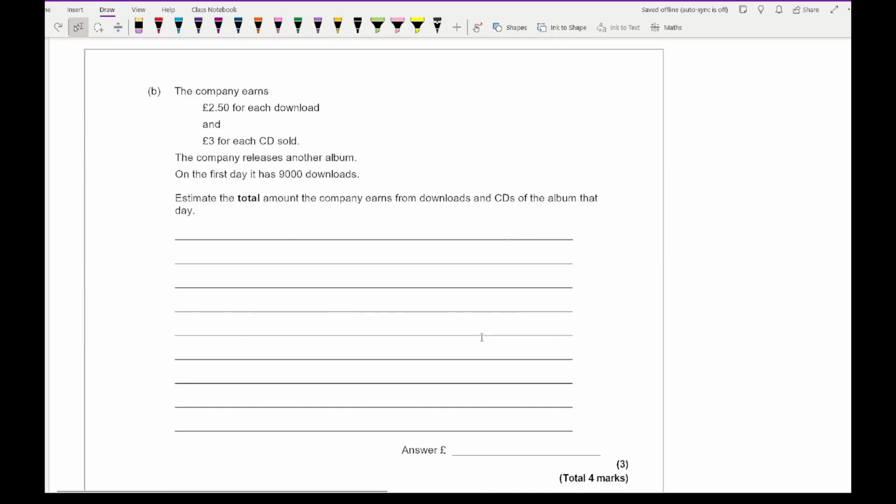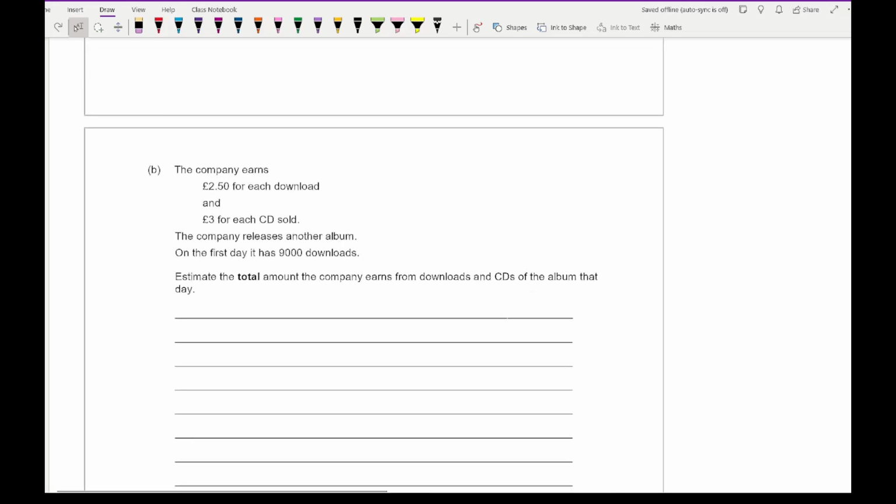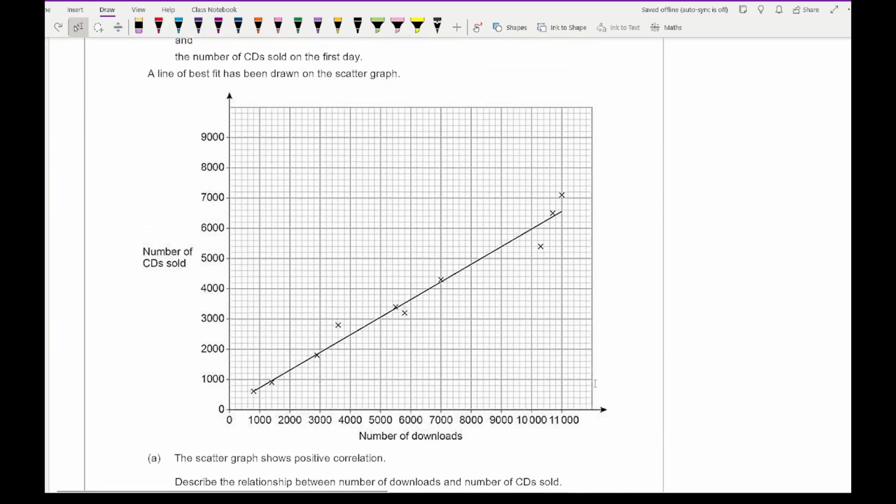For question B, it says the company earns £2.50 for each download and £3 for each CD sold. The company releases another album. On the first day it has 9,000 downloads. Estimate the total amount the company earns from downloads and CDs of the album that day. So from this, the key bit of information here is that the album has 9,000 downloads. So from the scatter diagram, what we need to do is look at number of downloads, which is along the horizontal axis, find 9,000, and then just project up.